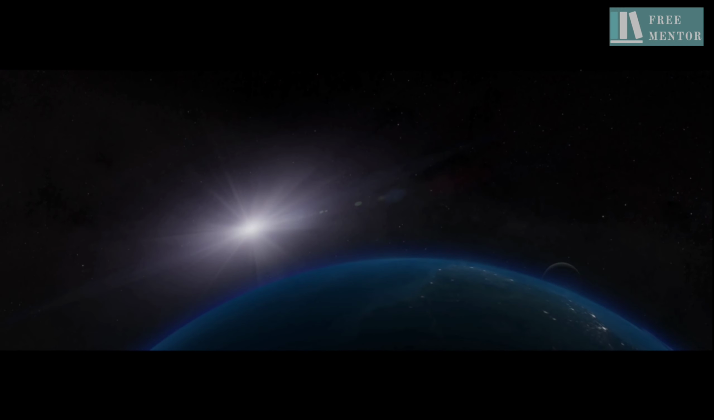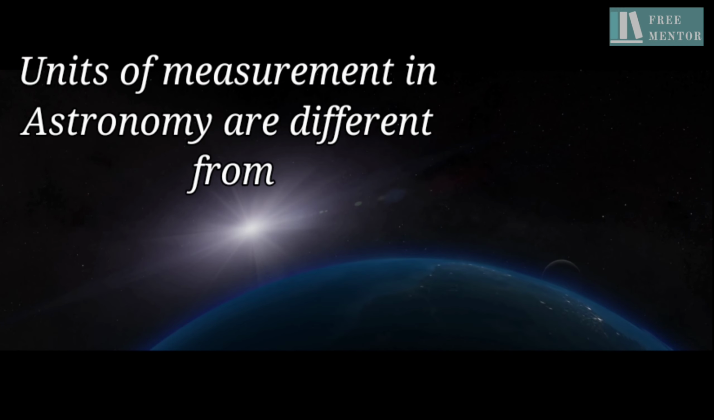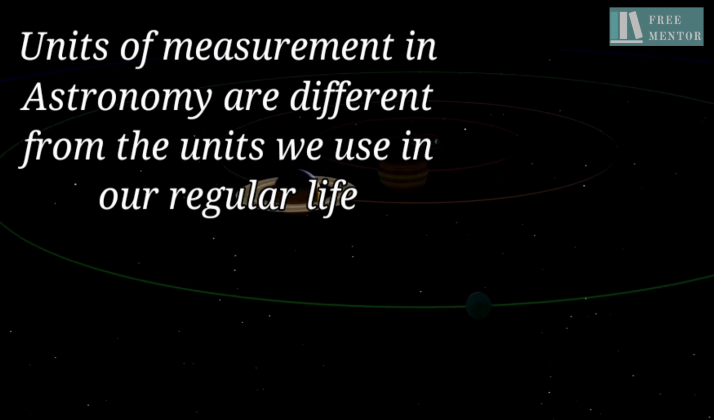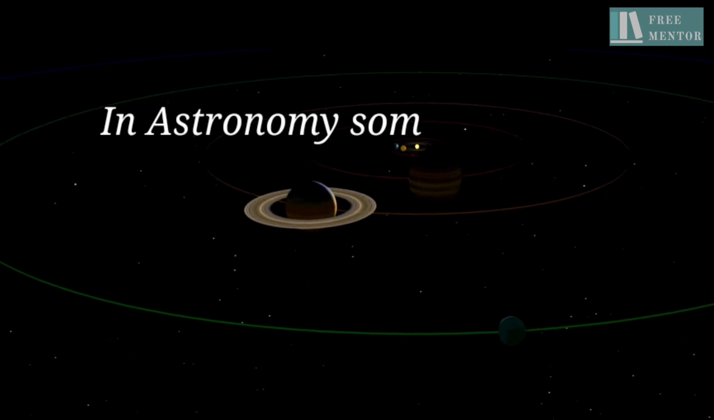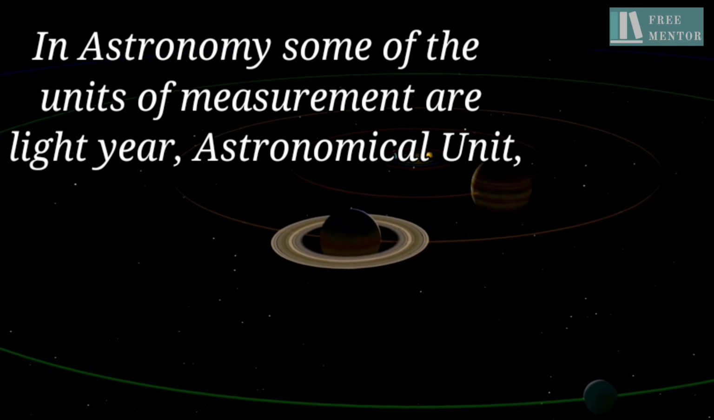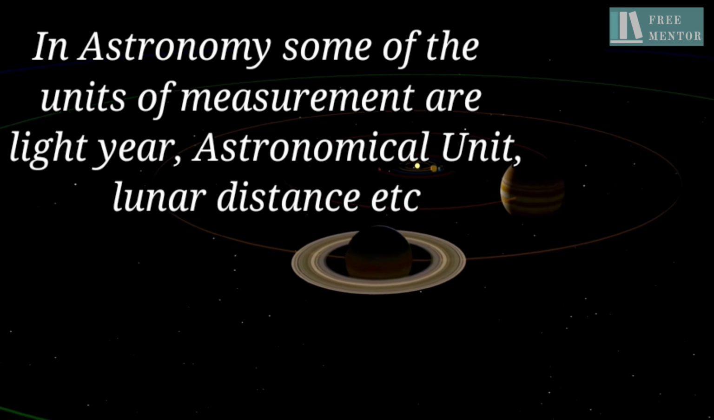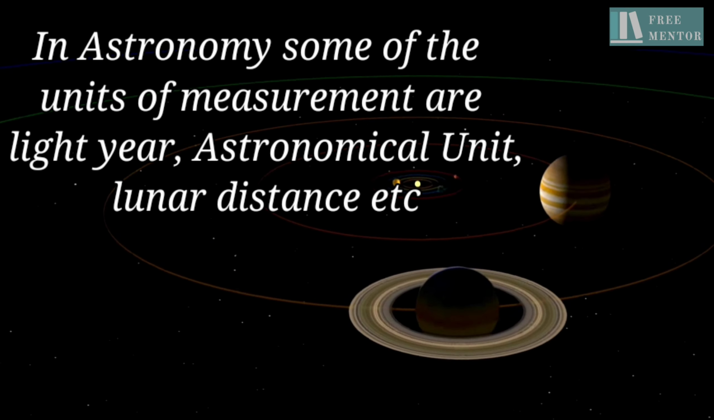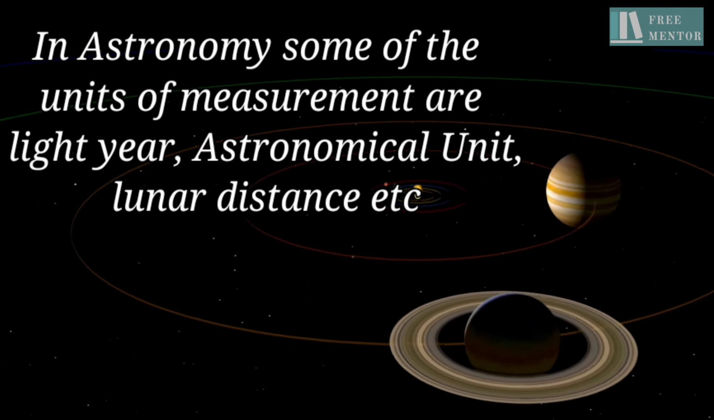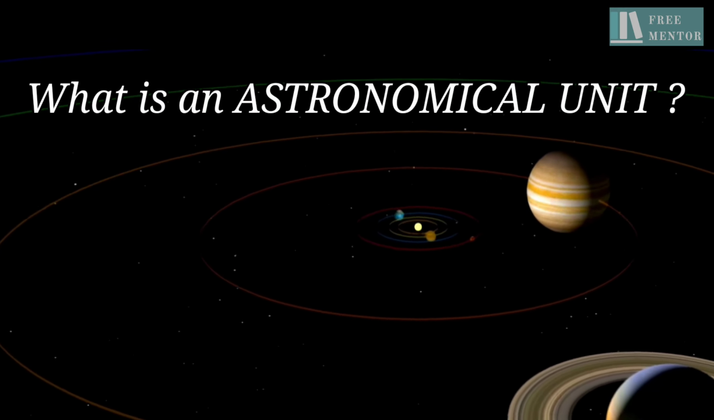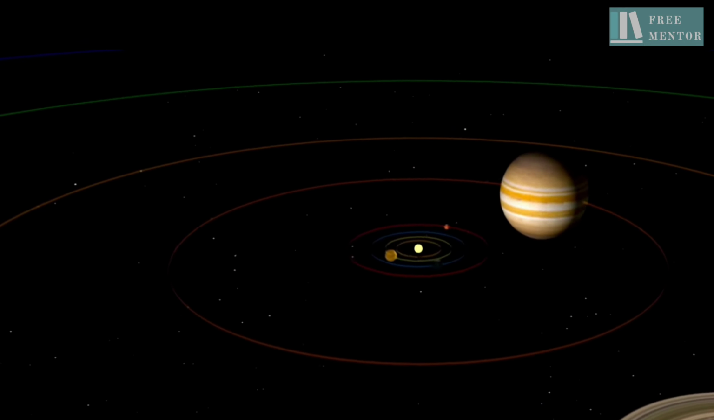Now come to the topic. In our regular life, we use kilometer, meter, centimeter, etc. as units of measurement. We all know. In astronomy, as the distances between celestial bodies are quite immeasurable with these tiny units, we use units like light year, astronomical units, and others. In this mini lecture, we will learn about astronomical unit.